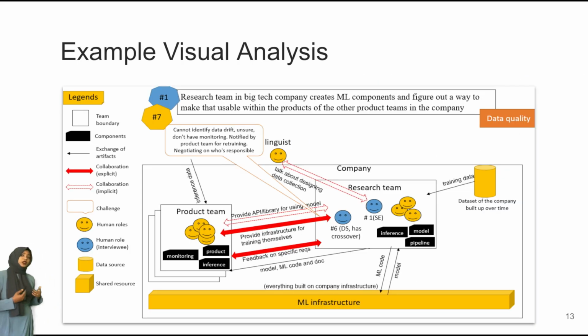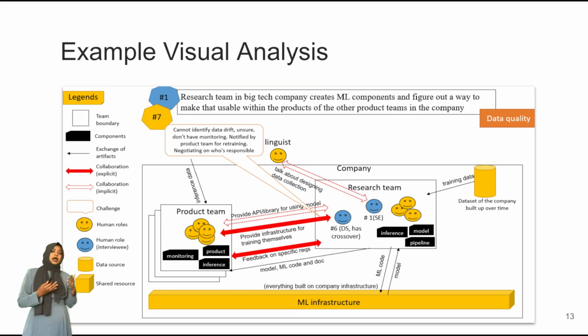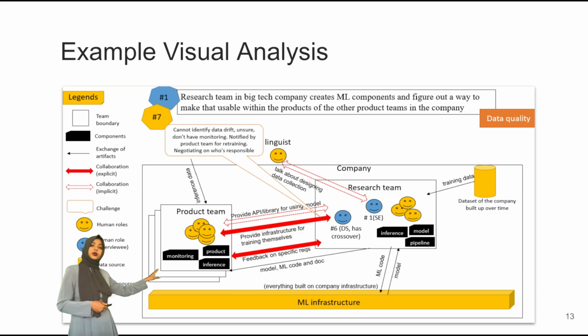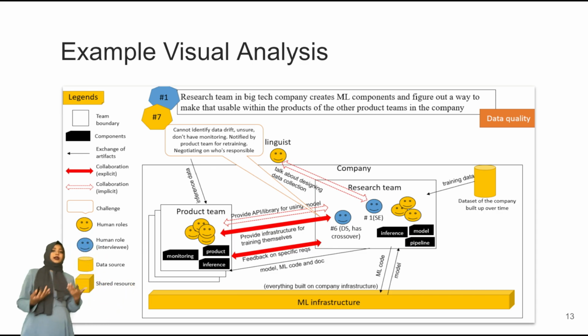As I mentioned about the visual coding technique, this is an example of how we analyze our interviews visually. I don't want you to go deep down in the picture, but just to give you an idea, this is how we created diagrams for each of the companies. We tried to figure out the team boundaries and what collaboration points they were collaborating on, and what challenges they were facing in each of those collaboration points. So we made hundreds and hundreds of diagrams like this to help us analyze the interviews.